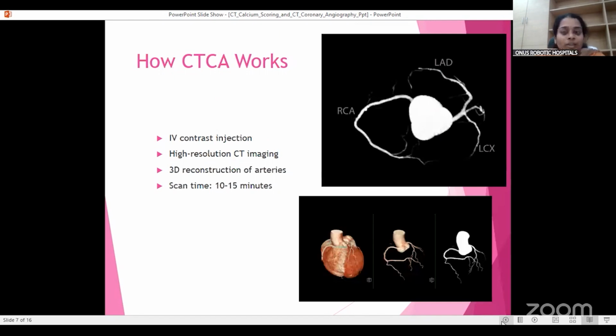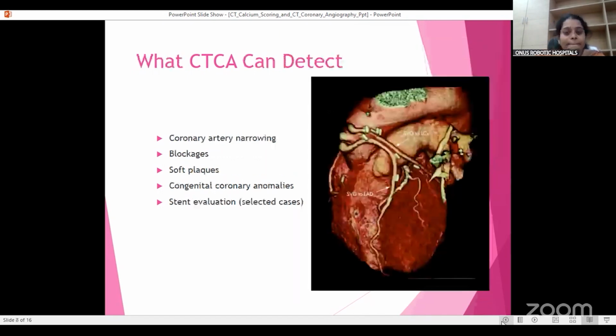In the CT coronary angiogram, we give an IV contrast injection and perform it under high resolution CT imaging, and it usually takes around 10 to 50 minutes. When we give the dye injection, we see how the vessels fill in the CT angiogram. If the dye is flowing freely, then there is no blockage. When there is an obstruction to the flow of the dye, we suspect blockages.